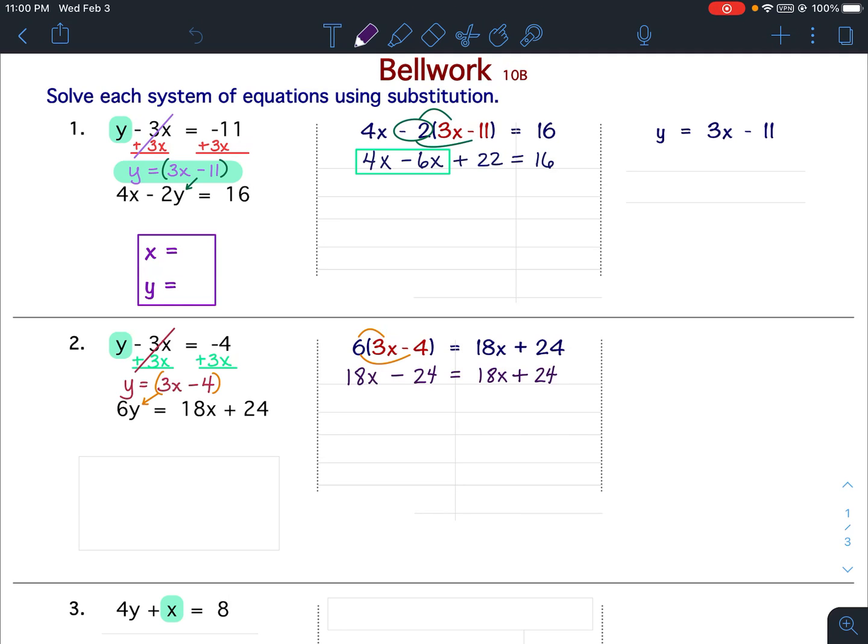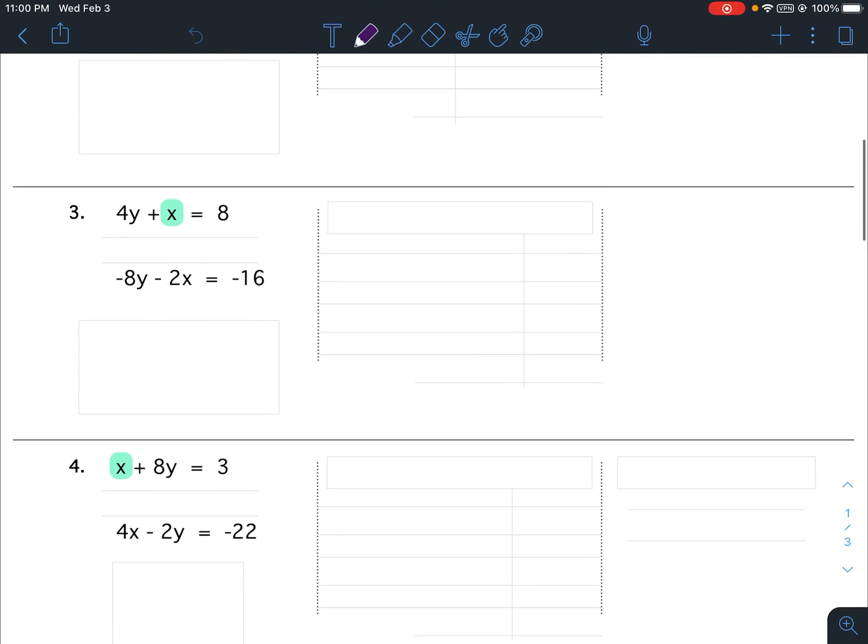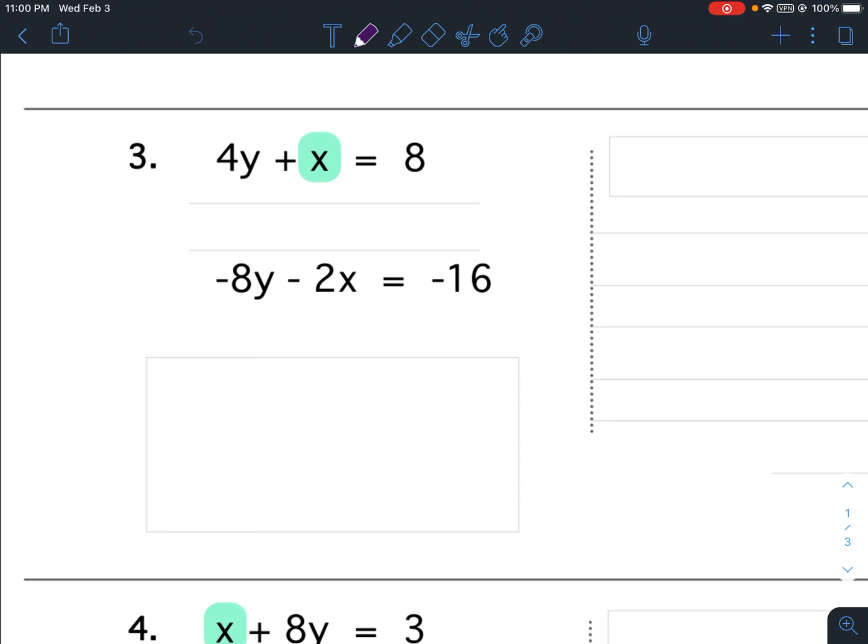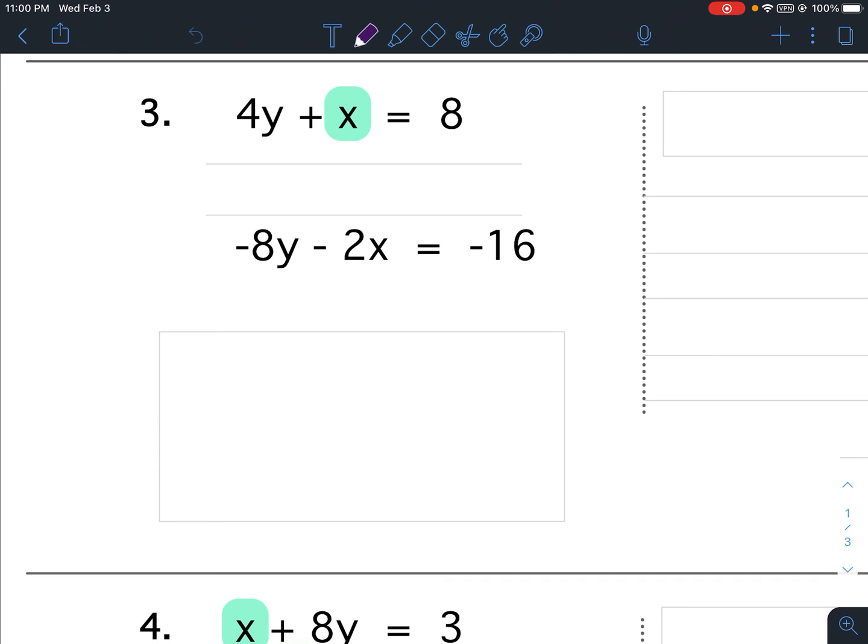Bellwork 10B. Question number 3. For question number 3, the easiest variable to solve for is the top x.